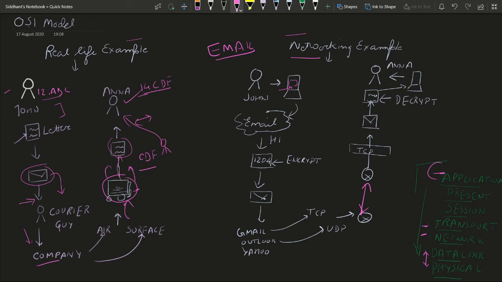Now he will write an email, then the email provider, Gmail, Outlook or Yahoo, will decide whether they want to encrypt that data or not. Suppose it is a company like Gmail that encrypts the data, and suppose John has written "hi". So "hi" will be encrypted at some point in the computer itself, in the application. The encryption happens in the presentation layer. Now the data is encrypted.